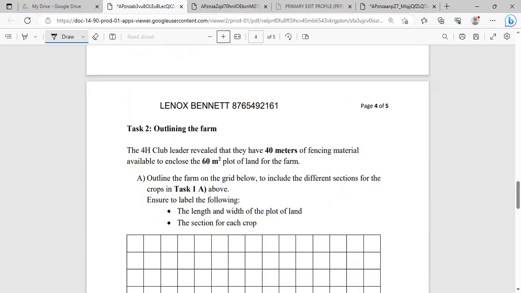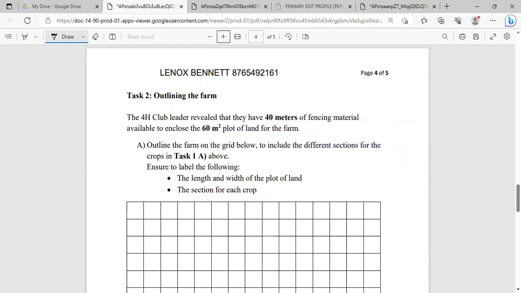It says now, outlining the farm. The 4-H leader reveals that there are 40 meters of fencing material available to enclose the 60 meters square. So notice what they say: you only have 40 meters of fencing, no more than that, to enclose the 60-meter plot of land. Outline the farm on the grid below, and include the different sections of the crops from Task 1 above.